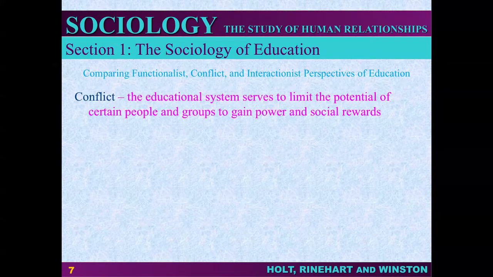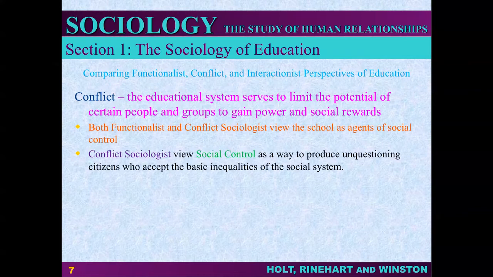The conflict perspective. The conflict perspective sees the educational system as serving to limit the potential of certain people and groups to gain power and social rewards. Now, both the functionalist perspective and the conflict perspective, from a sociological standpoint, view schools as agents of social control. So that's something they have in common. The conflict sociologists view social control as a way to produce unquestioning citizens who accept the basic inequalities of the social system.